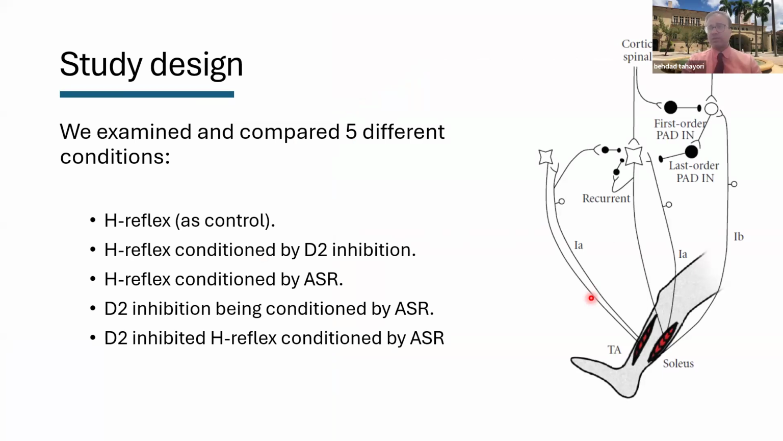So this is our study design, and I show a quick illustration scheme of the pathways. The pathway we are activating is this soleus H-reflex, and this one that comes from the TA through interneurons. But we are interested to activate the reticular formation and see how the reticular formation would affect these interneurons. Basically, how it would interact with D2 inhibition here, how it would interact with the soleus H-reflex.